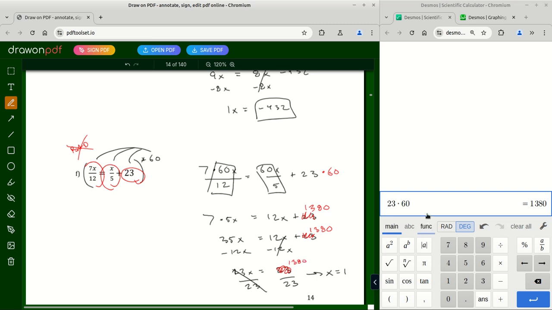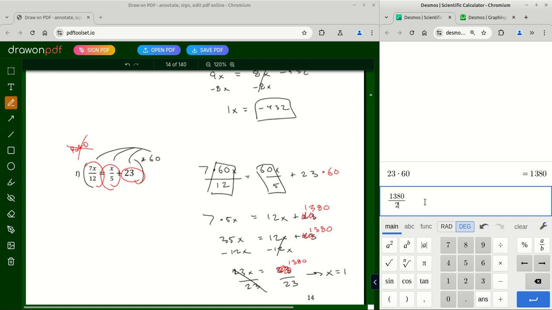Okay? So let's do that math. So 1380 divided by 23. Is 60. There you go. So yeah, I did make a mistake simply because I just didn't give everybody a 60.